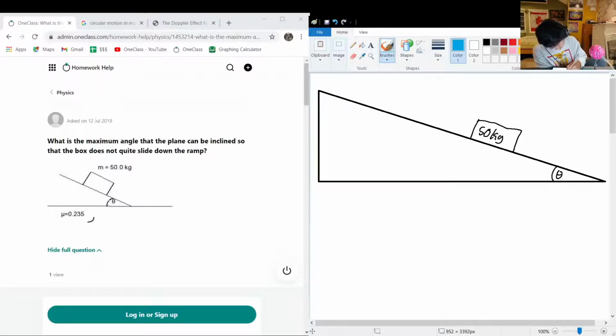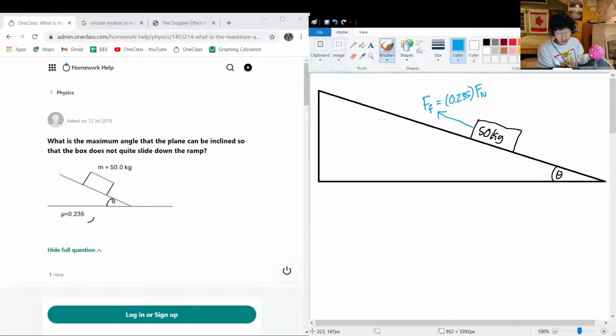So we have the frictional force, which is going to be going up the ramp. And we know that this is going to be equal to the coefficient of static friction, which is given as 0.235, multiplied by the normal force. So this is going to be our frictional force, and that's the only thing that's preventing it from sliding down. So less normal force means less frictional force.